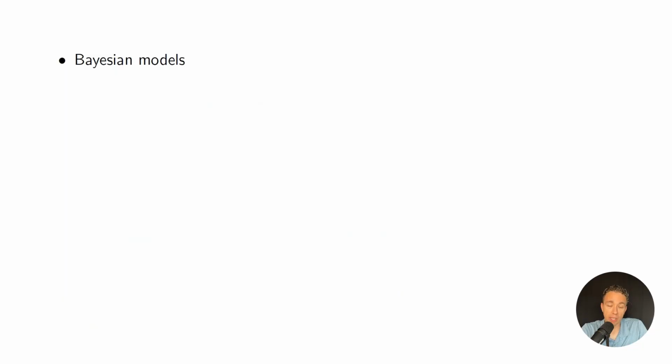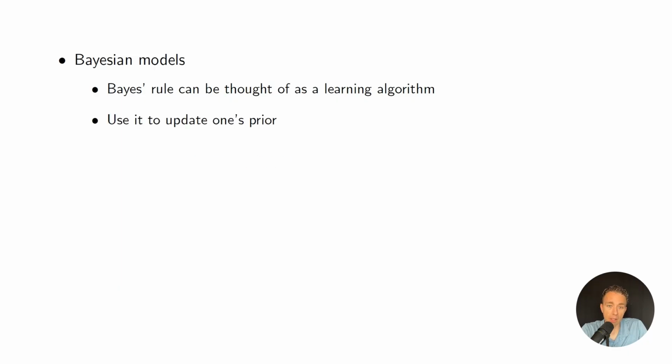We could also apply Bayesian methods to our supervised learning. And we talked a little bit about Bayesian in the context of Markov chain Monte Carlo. But you can think of Bayes' rule as a learning algorithm where I have a prior belief and then I update the belief given the data. And so that's where the Bayesian aspect fits in here.